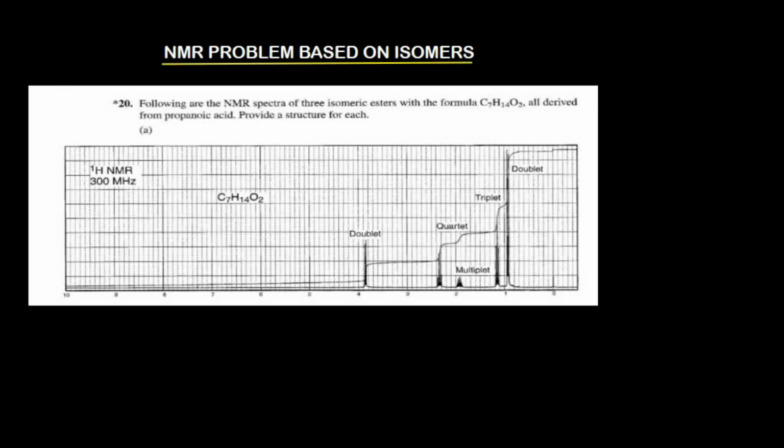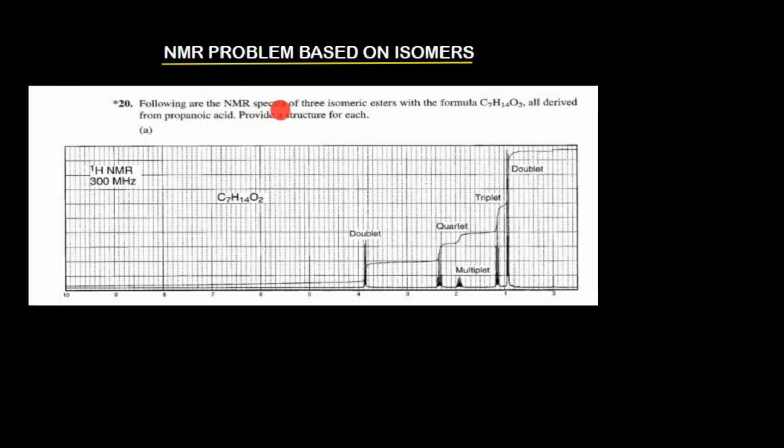So in the combined spectral problem series, today I am going to solve a new problem which I have taken from the spectroscopy book by Pavia, Lampman and Kriz. And this is problem number 20 of your chapter 3. Since this problem is purely based on NMR spectroscopy, I have changed the title here: NMR problem based on isomers. Okay, so what is the question?